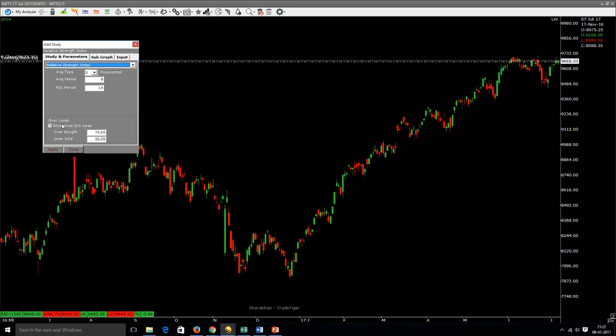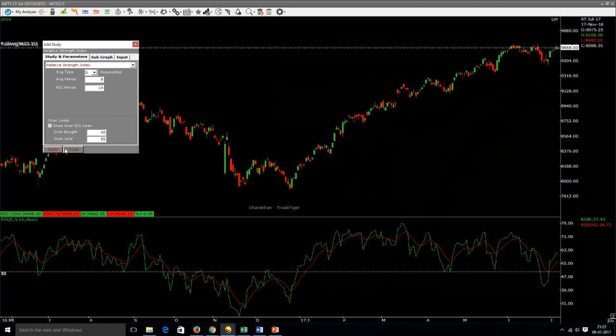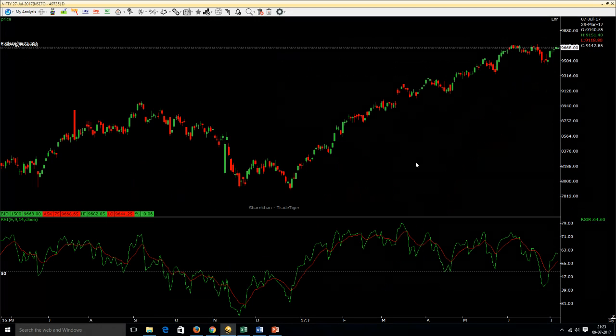You see by default in the settings, the overbought limit is 70 and oversold is 30, which are the readings provided by Wallace Wilder. But we're going to use it differently. So we put overbought 50 and also oversold at 50. I hit apply and close.